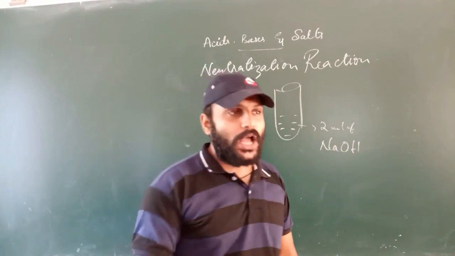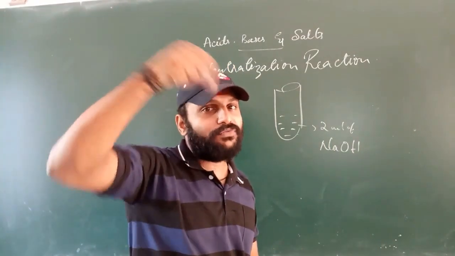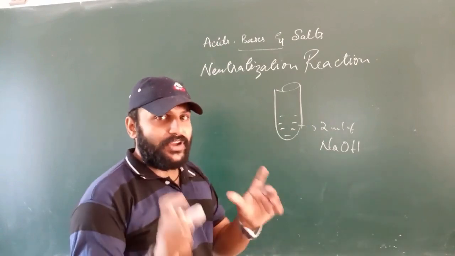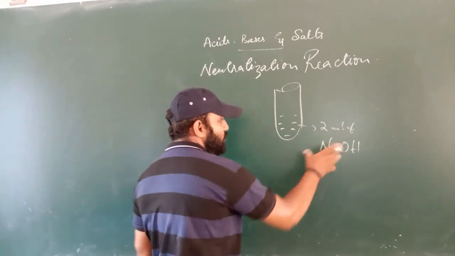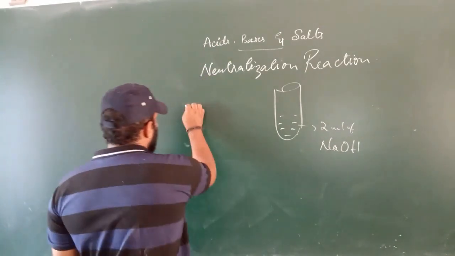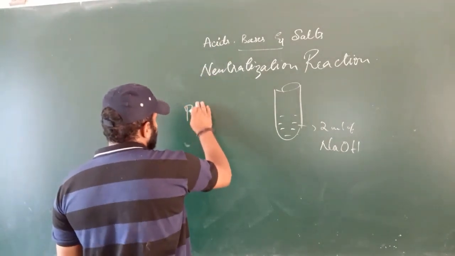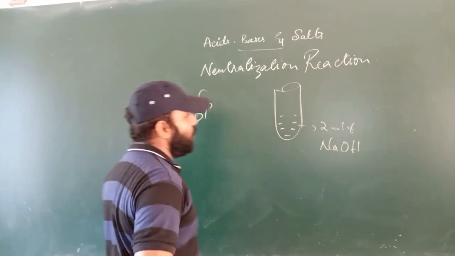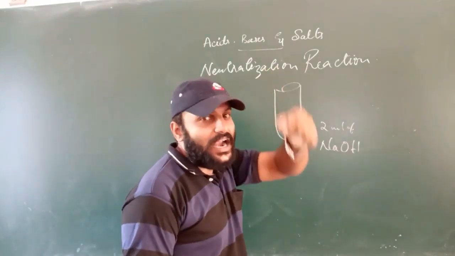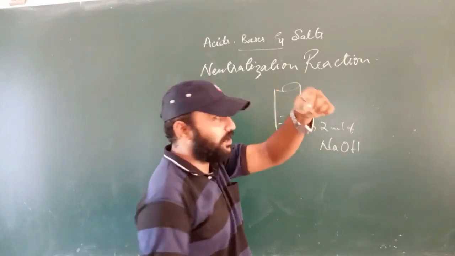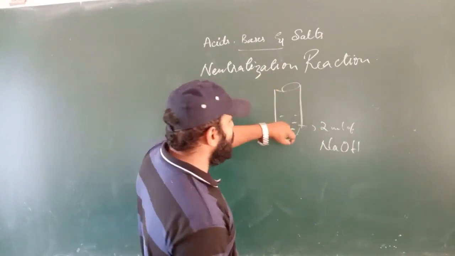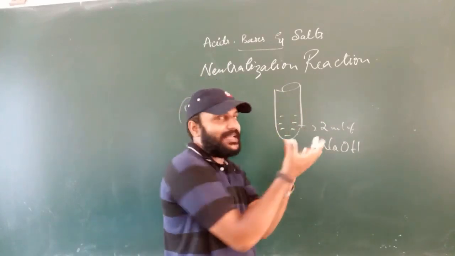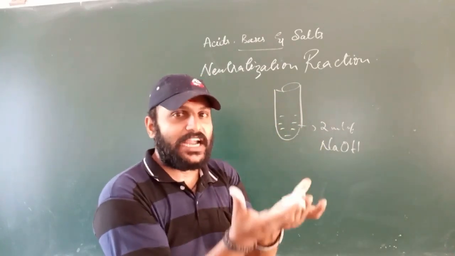Now what will we do? We will add a drop of phenolphthalein into that test tube, which contains sodium hydroxide. Sodium hydroxide is a base. As I told you to remember, PVP: phenolphthalein in a base. The moment we add 1 or 2 drops of phenolphthalein indicator into the sodium hydroxide solution, we can observe that it forms a pink colored solution inside the test tube.